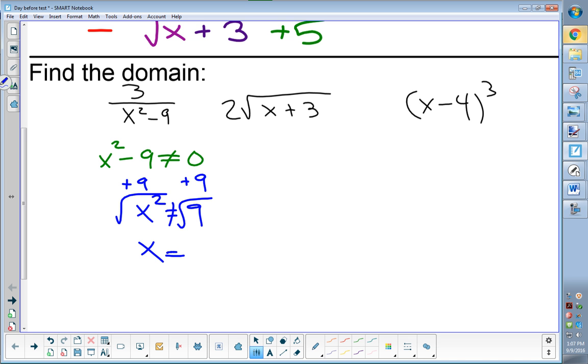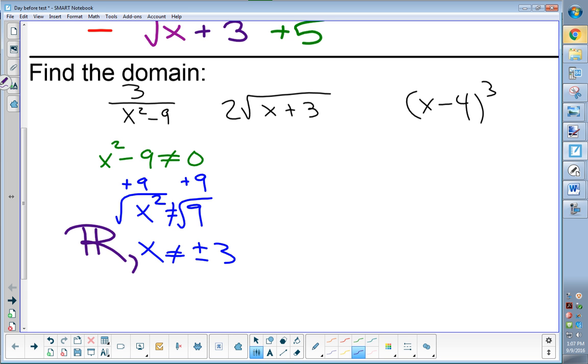So x is not equal to, good, plus and minus 3 since I took the square root. That's what it's not. It is not plus or minus 3. What is it then? Everything else, all real numbers. Any number in the entire world, but plus or minus 3. That's what we just made that decision.